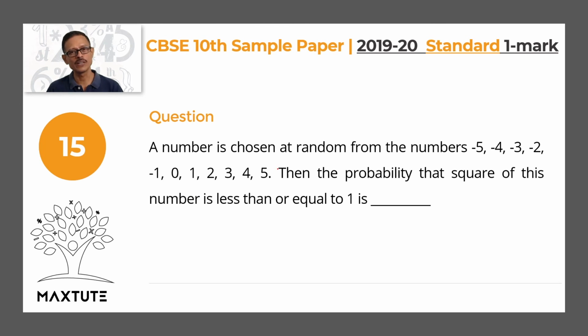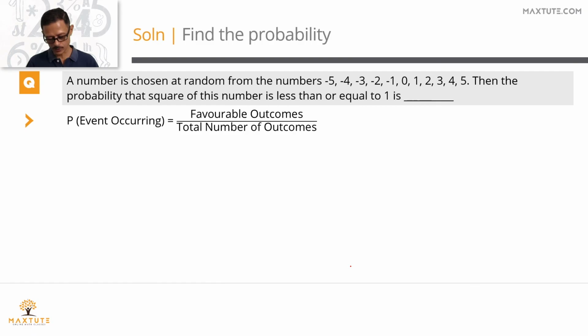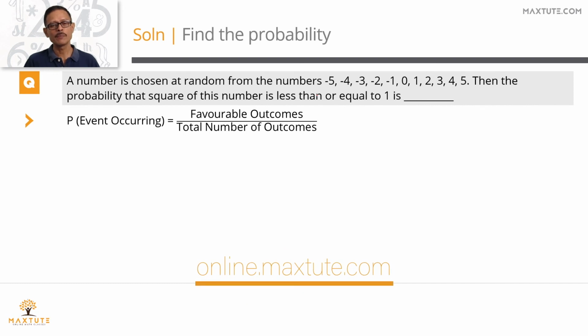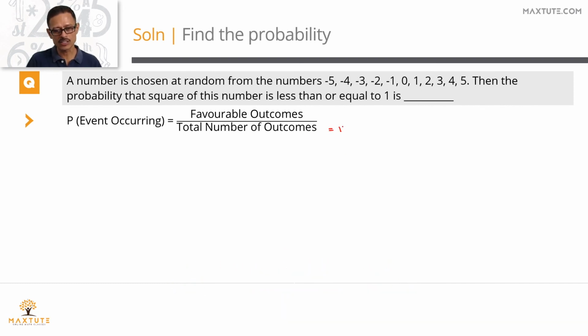The last question, this is from probability. Again, an easy question. A number is chosen at random from these numbers. Let's count how many of them are there. 1, 2, 3, 4, 5, 6, 7, 8, 9, 10. They're given as 11 numbers. What is the probability that we'll have to compute? The probability that the square of this number, we're selecting one out of these 11 numbers, is less than or equal to 1. That is the probability we need to find out. Right? Probability of an event is the number of favorable outcomes divided by total number of outcomes. We're picking one of these 11 numbers, so denominator is going to be 11. That's quick. Let's finish it.